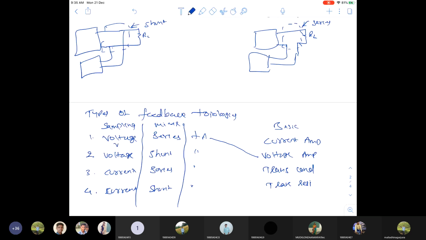The reason is sampling is constant: voltage sampling and the output voltage. The input series mixer is a change, and in series connection voltage will be changed. So output voltage, input voltage: voltage amplifier. For voltage shunt, trans resistance. Next, current series: transconductance. Current shunt, the remaining one, is current amplifier. So these are the types of basic amplifiers we have to insert in these topologies.